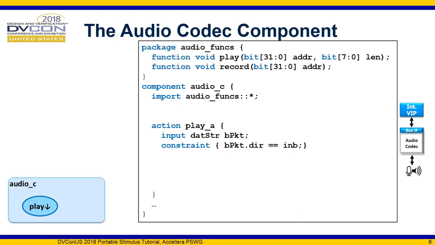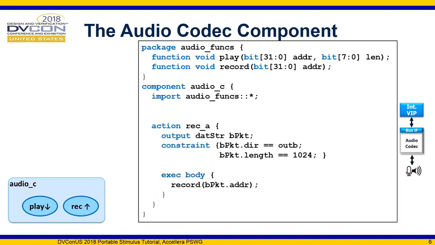The play function and the record function, these are the things that we're actually going to call to invoke the speaker to play or the microphone to record. And the exec body, now when we actually do an action, right, when we do the play action and we decide it's time to activate it, we're going to call this play function. So right here, when we execute the play action, we're going to execute the play function. Similarly, when we execute the record action, we're going to call the record function. And we are putting some constraint on the packet saying we assume that every recording is 1024 bytes.